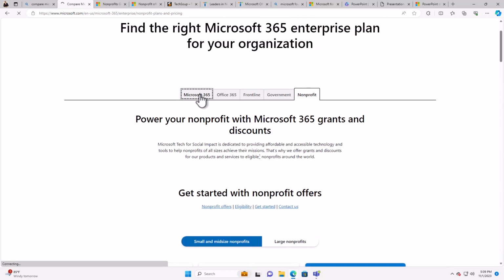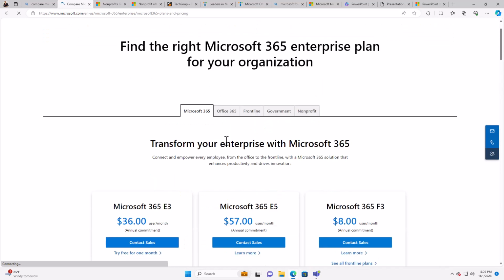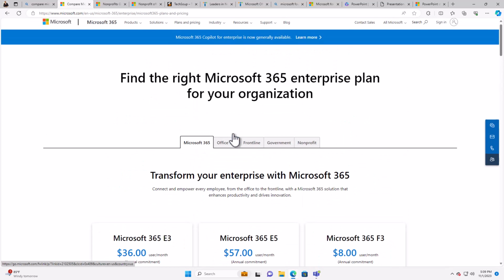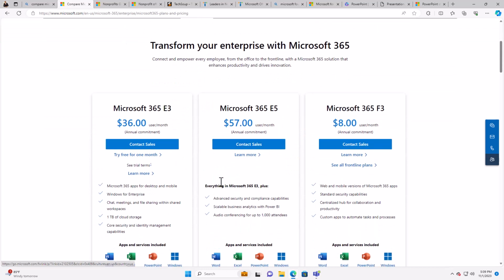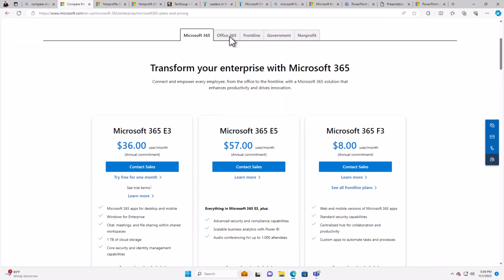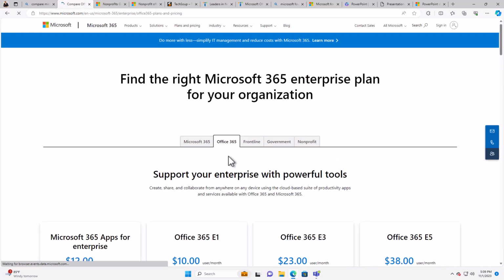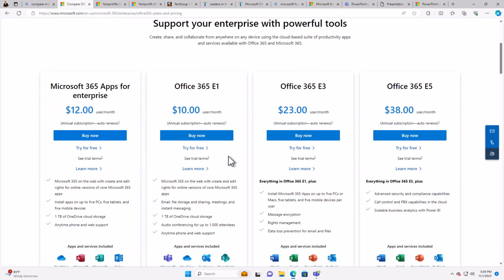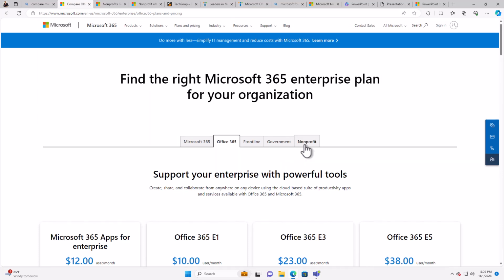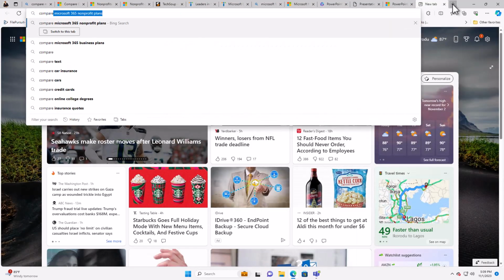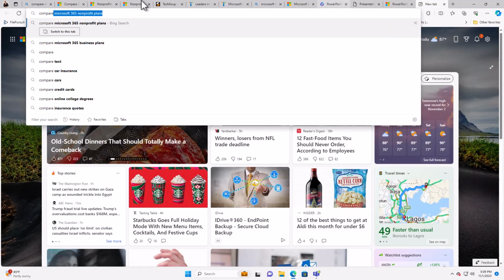I'm not saying the small business, just the enterprise there. All right, so if I go to compare the Microsoft 365 business plan here, let me click on this one. You'll see the massive difference between the two if I compare them.